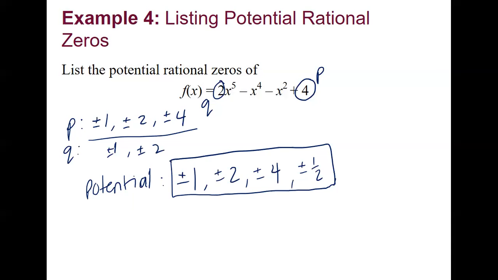Okay, which part? The factors. How did you get the numbers? What numbers multiply to make 4? 1, 2, and 4. These are my factors. So for your P, your constant, and your Q, your leading coefficient, your factors are the numbers that multiply to make that.